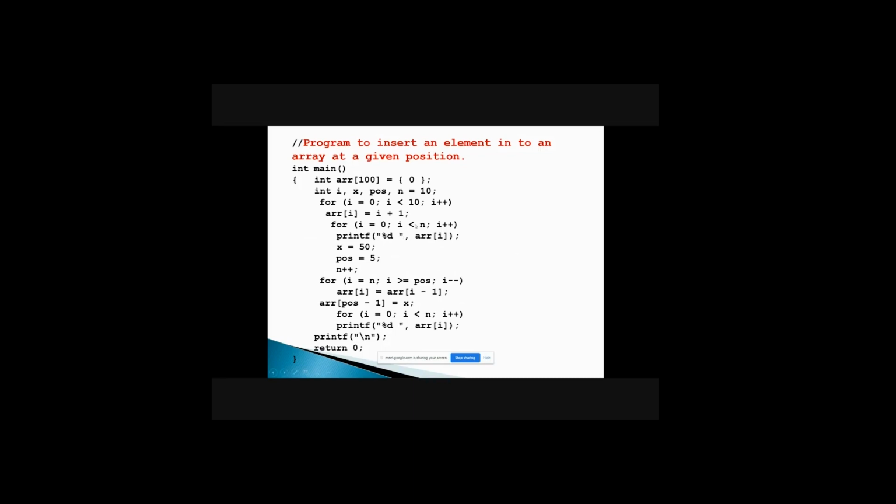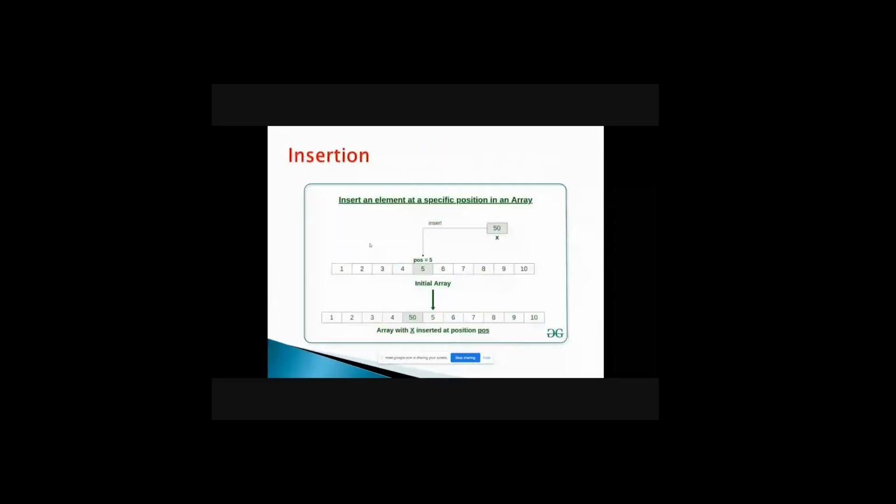Now after shifting, once I becomes 4, is 4 greater than or equal to 5? The condition becomes false. So come out of the loop. Now the space is created for your new element. Then insert. So which is your new element? 50. So that is nothing but x. So x is assigned to array of position minus 1. Why position minus 1? If you are saying the 5th position in your array, what will be your index position? 5 minus 1, that is 4. So you are going to place 50 in the index position 4. That is, a of 4 will be equal to 50. So that is what we are doing. So you are inserting 50 in a of 4.